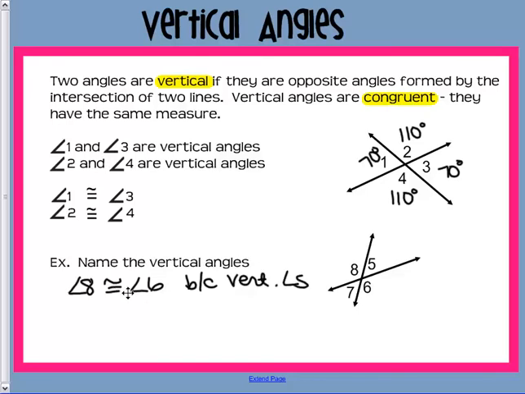And you can abbreviate angle with that marking. And this symbol right here means congruent, so that's why we use that. Angle 7 is congruent to angle 5 because of vertical angles. They have the same measure, okay? Again, they're congruent, which means the same.